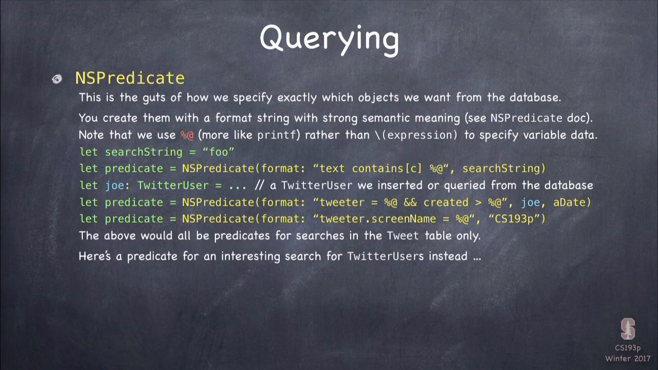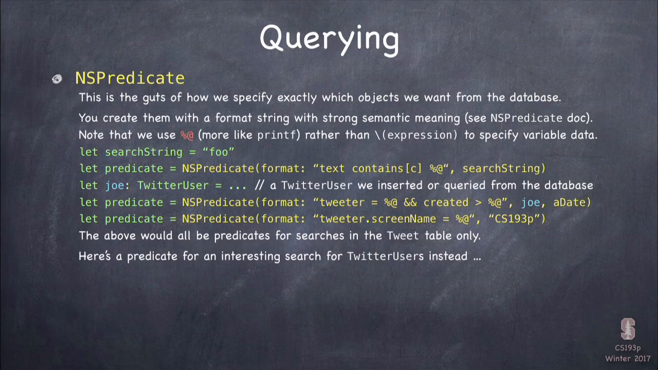Let's say I have this search string called foo. All the searches I'm going to do right here are tweet searches. These are predicates for searching for a tweet. So first I'm going to find all the tweets whose text, the actual tweet, the 140 characters of pure joy or whatever, contains case insensitively, that's what square bracket C means, %@.